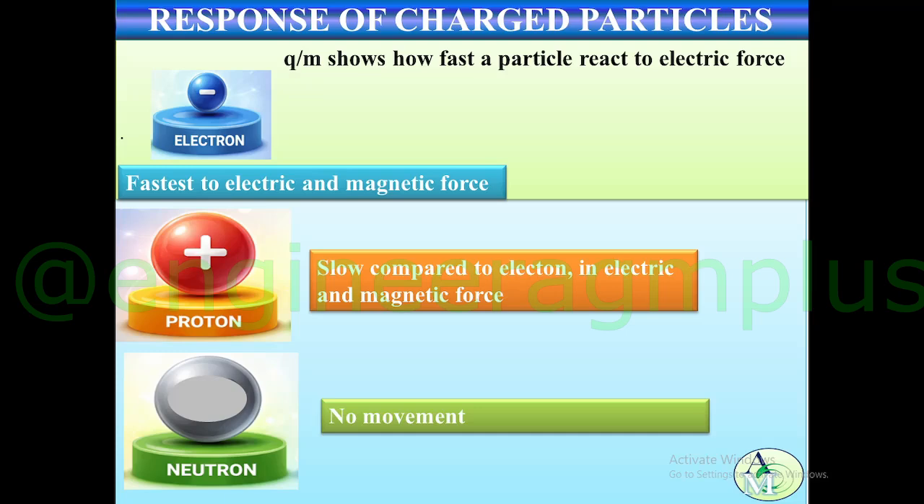And neutron, no movement. And from that video, you can see when they were on the track, electron moves in the opposite direction, while proton goes to the other side. Fortunately for electron, it ran as fast as possible to reach the finish line before proton. So therefore, electron moves very fast compared to proton and neutron.